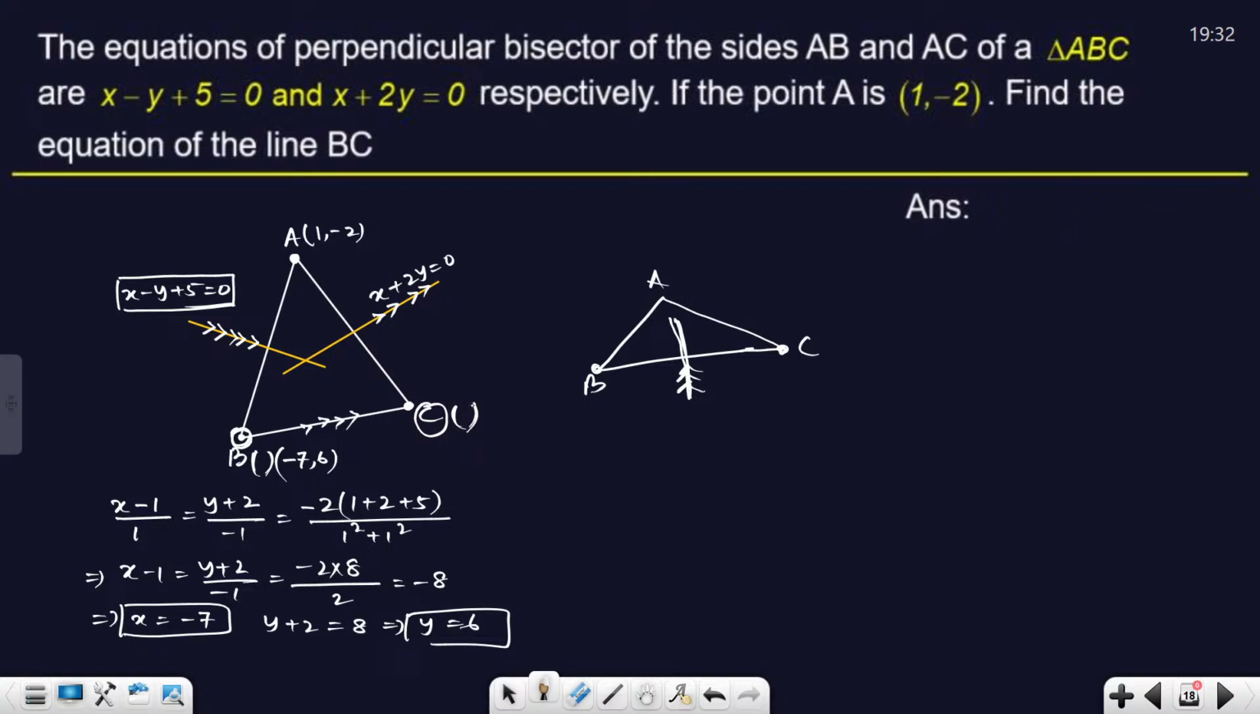Similarly, you will find out what is the coordinate of the point C. Okay, this I'm not doing. And after getting the point C, you know B, you know C. So simply apply the two-point formula to get the equation of BC. As simple as that. Okay. Chalo, let us move to the next problem.